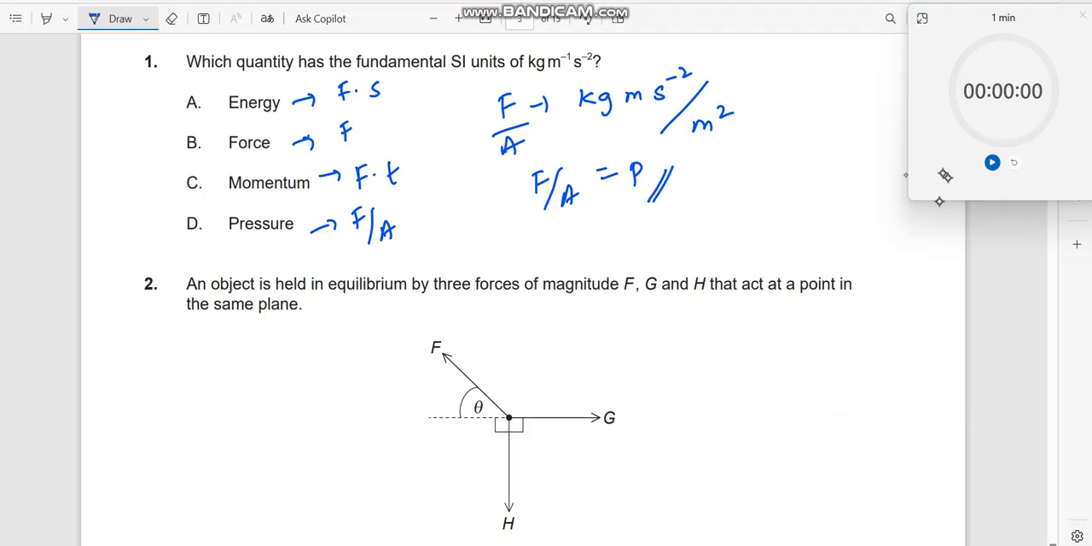I've taken some time, but anyway, to learn how to work on such problems, you don't need to know this. So pressure. So the right answer is pressure. Okay. So this is the way you can solve such kinds of problems. Let us move on to the next problem.